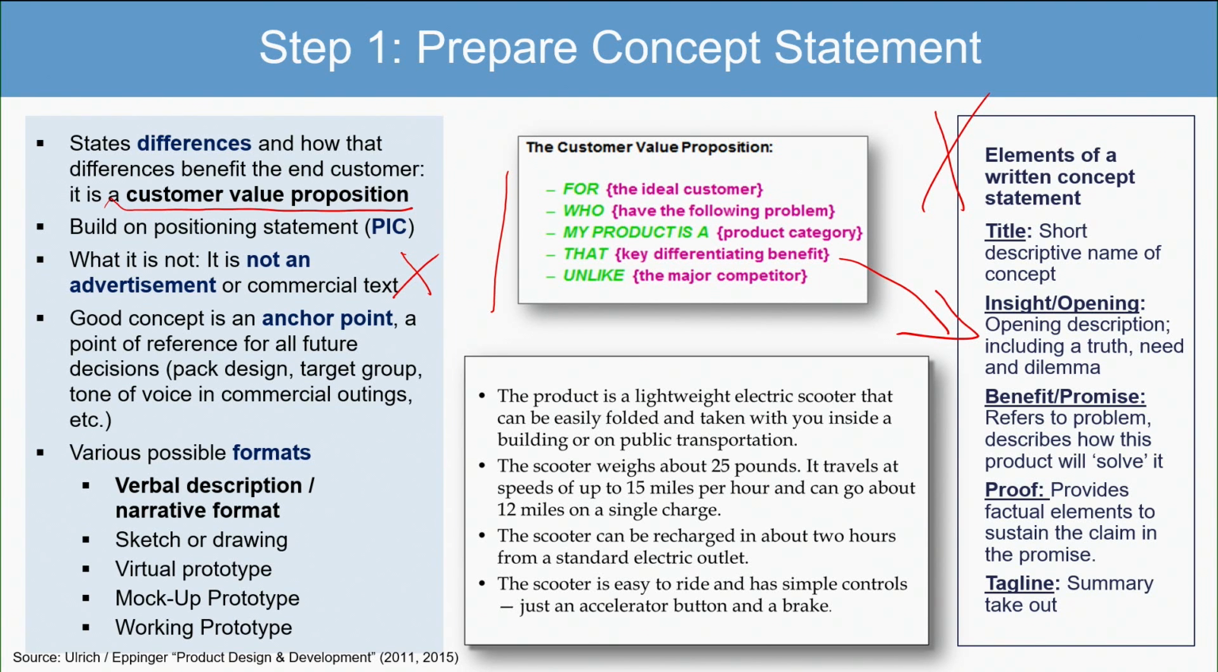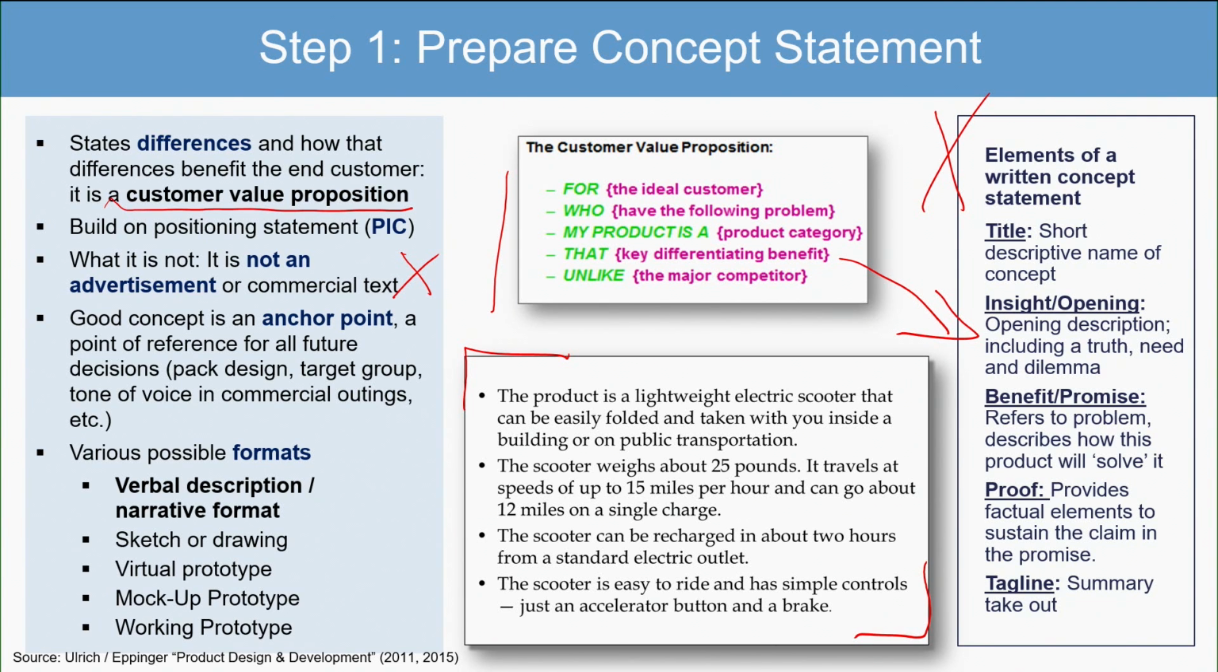So take your time and read this concept statement and see what comes into your mind if you should evaluate it. And our product we will use is a lightweight electric scooter that should help you to commute on the last mile. So the product is a lightweight electric scooter that can be easily folded and taken with you inside a building or on public transportation. The scooter weighs about 25 pounds. It travels at a speed up to 15 miles per hour and can go about 12 miles on its single charge. The scooter can be recharged in about 2 hours from a standard electric outlet.